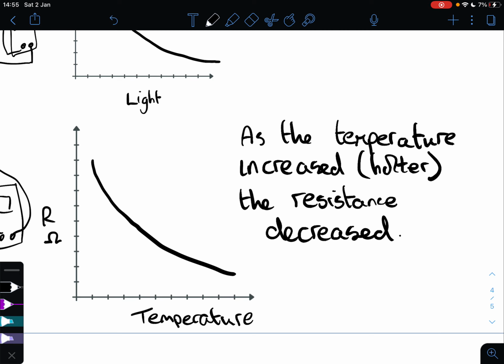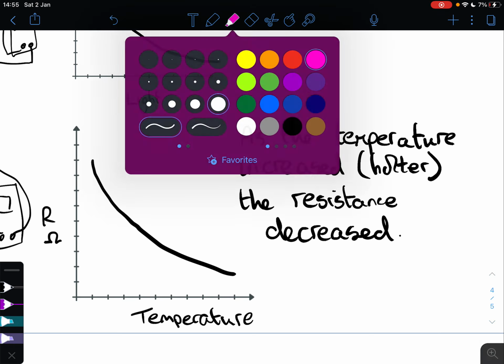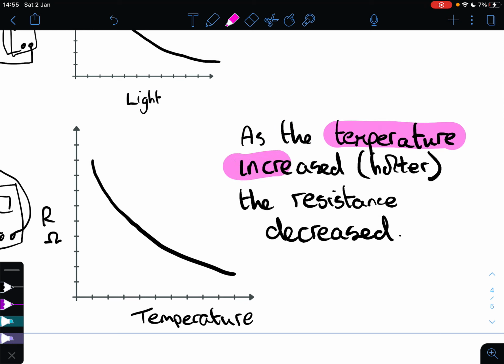Make sure you got those sentences in. Key points again. Temperature went up, resistance went down.